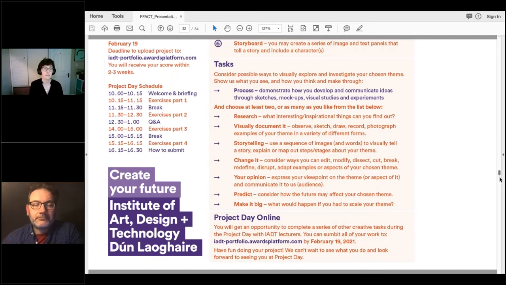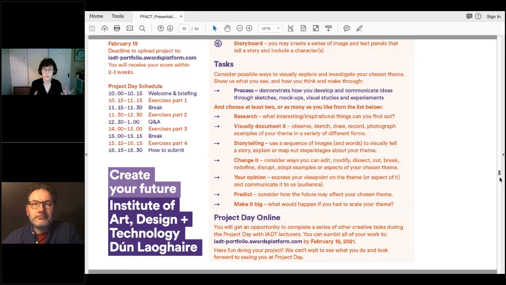Your storytelling, this could relate a lot back to the other two as well. Give us the story of what you've done, the story of what you're trying to achieve. Change it, ways that you can completely modify your theme and break it and turn it on its head. Showing us something like that is going to show us a whole load of really interesting ways of looking at the world.